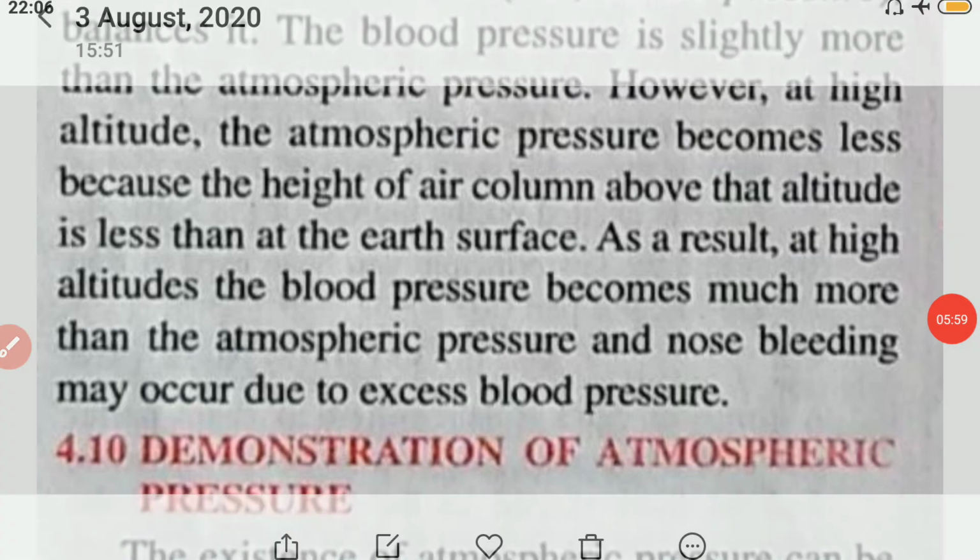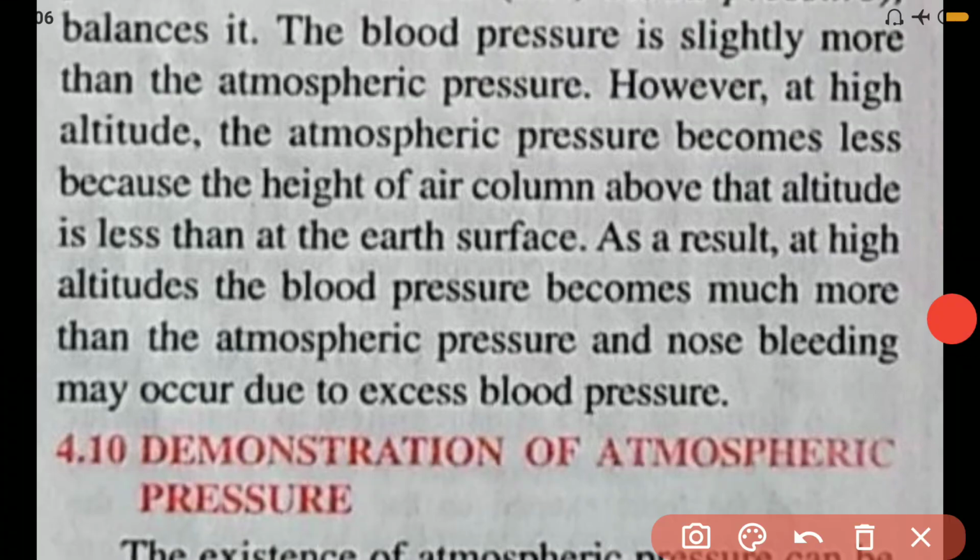However, at high altitude the atmospheric pressure becomes less, because the height of the air column above that altitude is less than at the earth's surface. As a result, at high altitudes the blood pressure becomes much more than the atmospheric pressure, and nose bleeding may occur due to excess blood pressure. Okay, let me try to explain this.